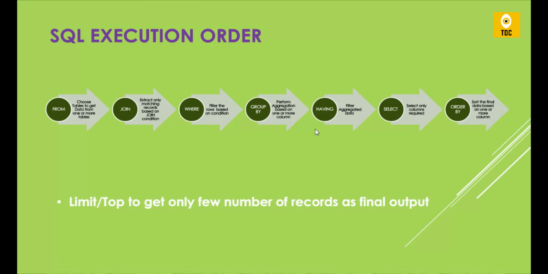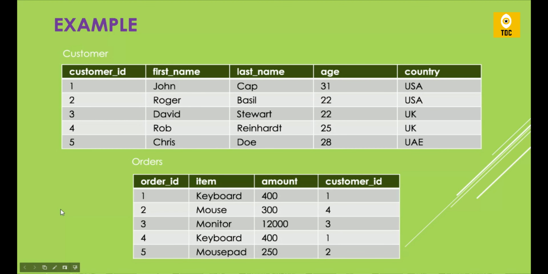And let's move to the next slide where we will take an example so that you can understand it much better. Let us take an example of a customer and order table, where you can see customer ID, first name, last name, age and country in the customer table, and in the order table you have order ID, item, amount and customer ID. In each order you can see which particular customer has purchased it, and by using customer ID as the key between customer and order, you'll be able to apply the join condition between these two, right?